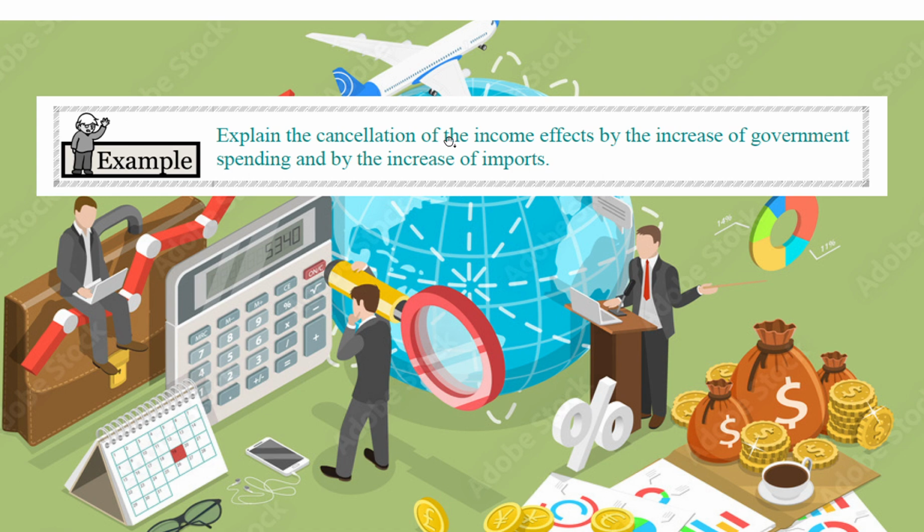Explain the cancellation of income effects by the increase of government spending and by the increase of imports. They have different effects on income. Their opposite effects cancel each other. So what are the opposite effects and how do they cancel each other? Because they're opposite, they cancel. So just say why their effects are opposite.